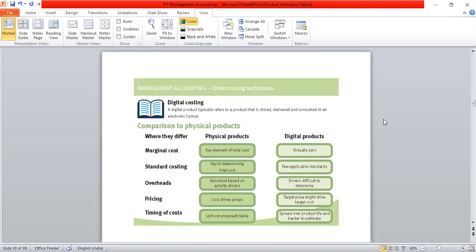Okay, some disturbance. When we are talking about the comparison, what is the marginal cost? What is the standard costing? What are the overheads? What are the pricing issues and the timing of costs? So, what did we understand as digital products? Those products which are stored, delivered, and consumed in an electronic format. Can you think of any such product which can be dealt with only through the electronic format? Any example which you can think about?